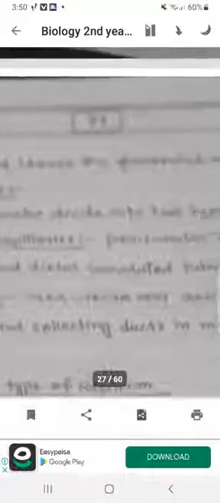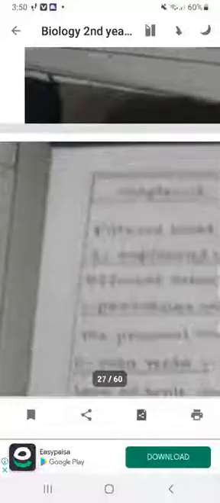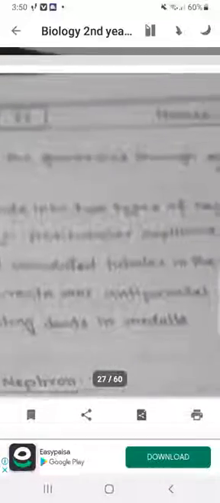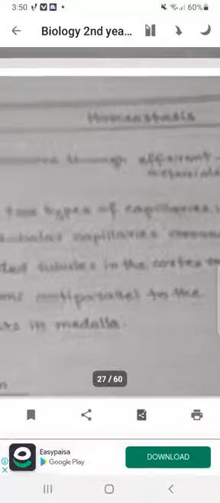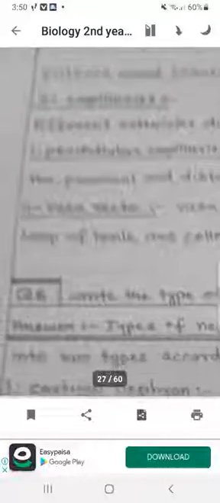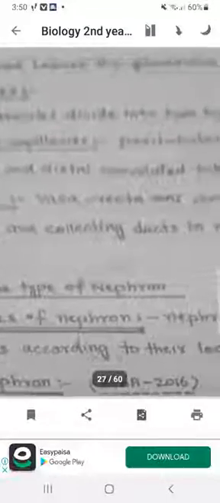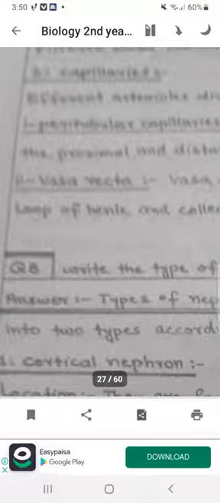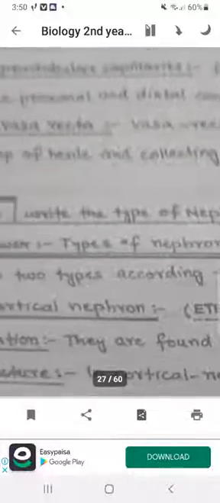Filtered blood leaves the glomerulus through efferent arterioles. Number 2. Capillaries. Efferent arterioles divide into two types of capillaries. That is, number 1. Peritubular capillaries. Peritubular capillaries are around the proximal and distal convoluted tubule in the cortex region.